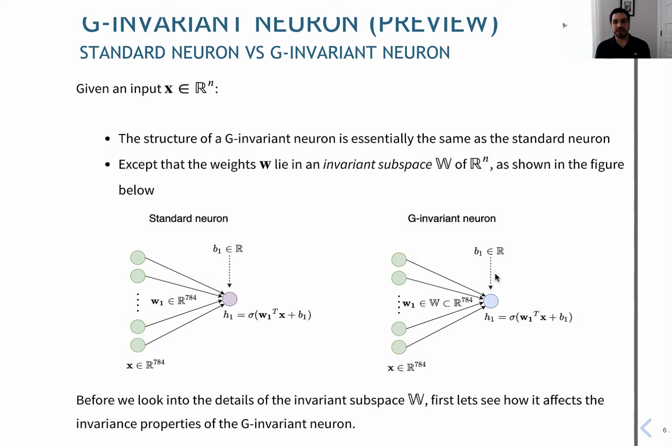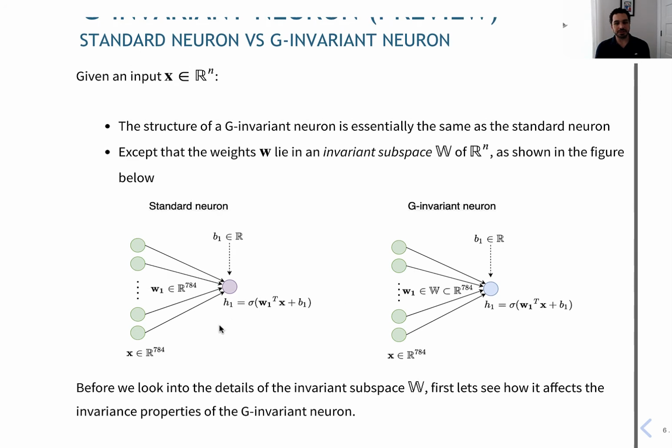So what's a G-invariant neuron? A G-invariant neuron is a neuron that is much similar to the standard neuron. We have a set of weights, we have a bias, we do a product between the input and the set of weights, add a bias and have a non-polynomial activation function to get the output of our neuron. And it's the same thing for a G-invariant neuron, except that the weights in the G-invariant neuron are going to be constrained to an invariant subspace. And that invariant subspace is tied to the transformation group that we are interested in being invariant to.